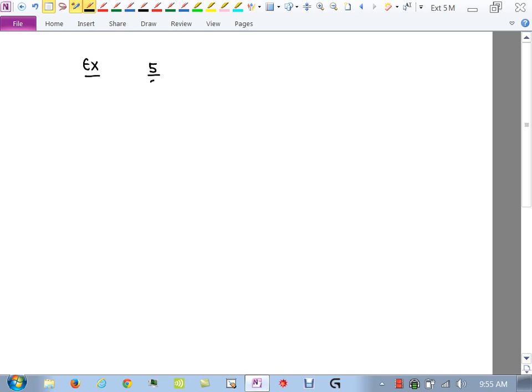Try 5/3 x. Let's multiply that times negative 2x squared plus 3x minus 9xy squared. All right, you do that. See how you do on that. That's a monomial times a trinomial, right?